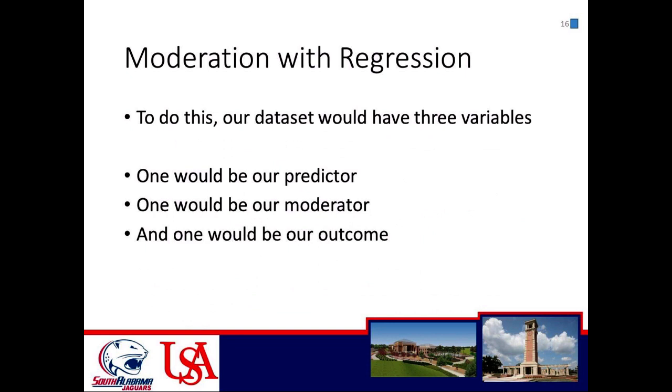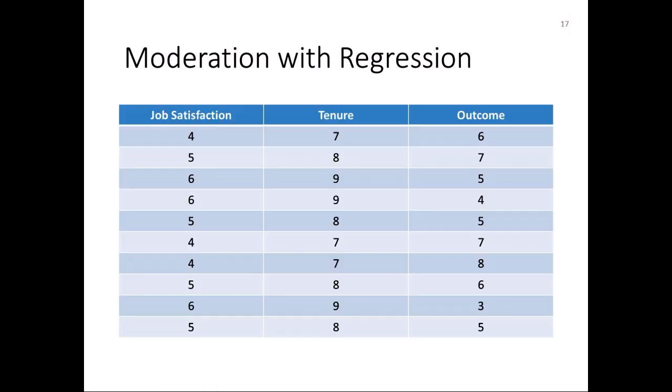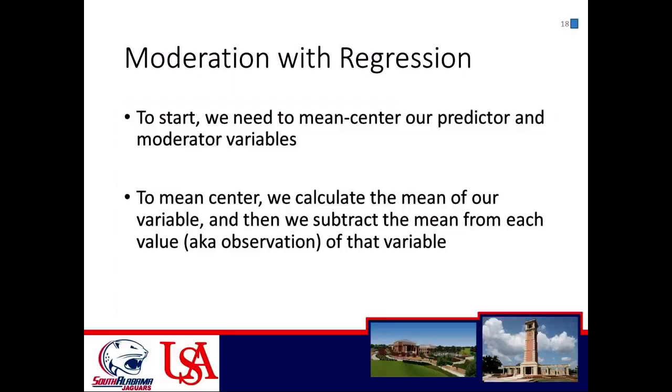To do this, our data set would have three variables. One would be the predictor, one would be the moderator, and one would be the outcome. So we're just going to have three variables to start in our data set. I'm going to walk through a very bare bones basic example of how you would do this, and then I'll walk through an example in Excel. This is what our data set would look like. We might have job satisfaction, tenure, and an outcome. So we would just have these three variables in our data set.